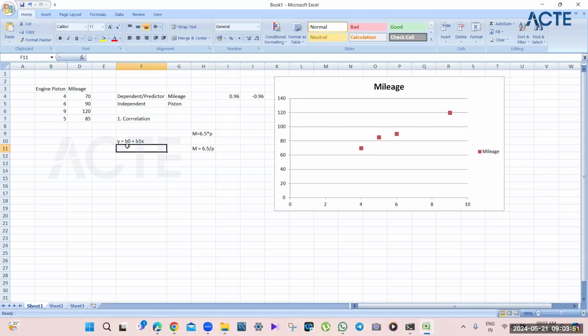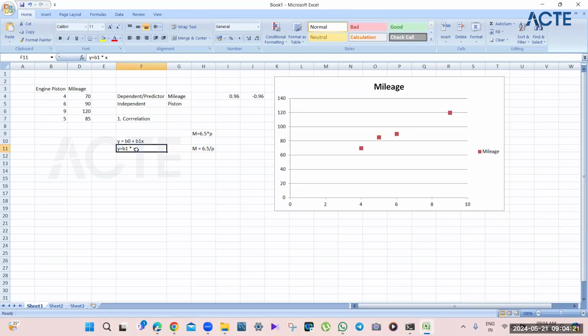That means if beta naught is equal to 0, the line will pass through the origin. Then the equation becomes y is equal to beta 1 into x. So beta 1 is the coefficient of x. If beta 1 is increased by that many times, your y and x will change accordingly.